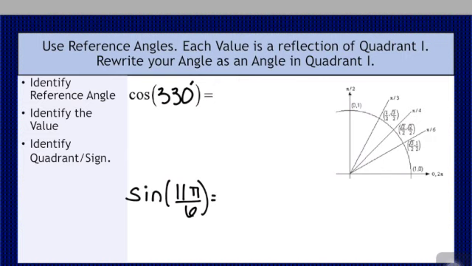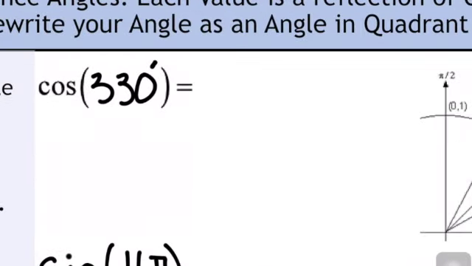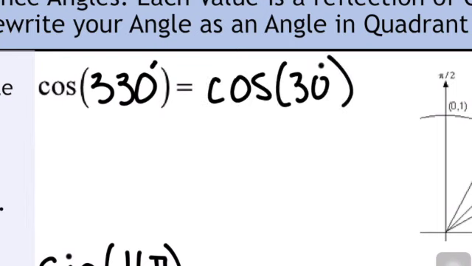All right, I wanted to look at 2 more examples of reference angles, but I wanted to go through these 2 a little bit quicker, that way you can kind of see why this is a good strategy to use. So cosine of 330 degrees. The reference angle to that is just going to be the cosine of 30 degrees. I would just do 360 minus 330 and I'd get 30.